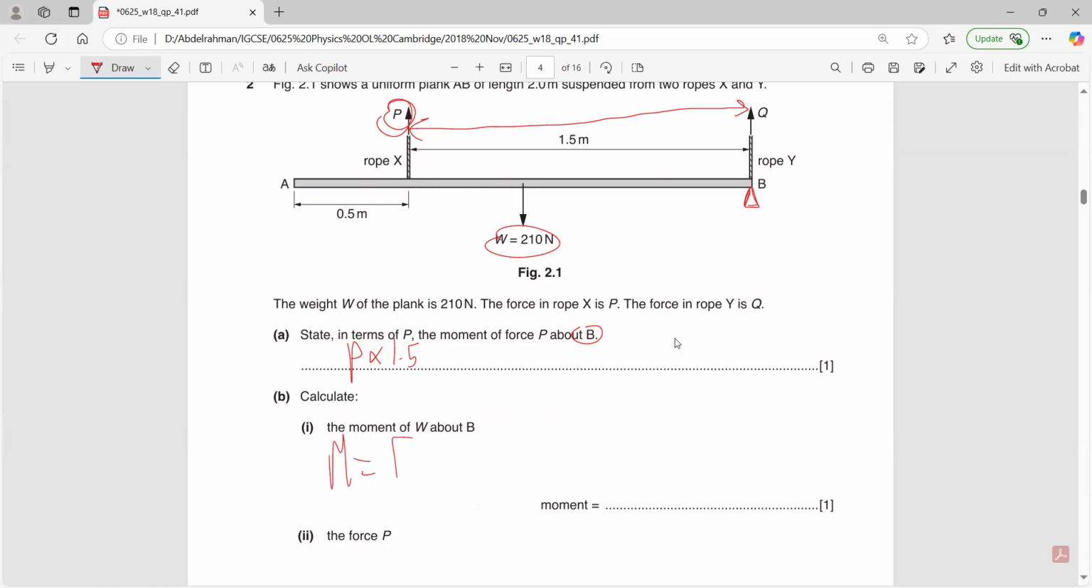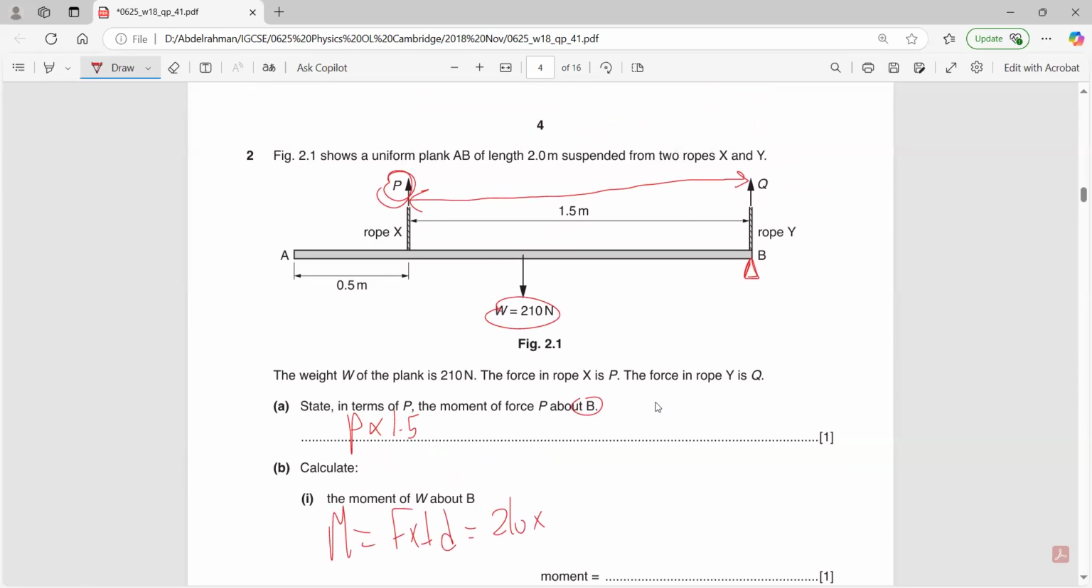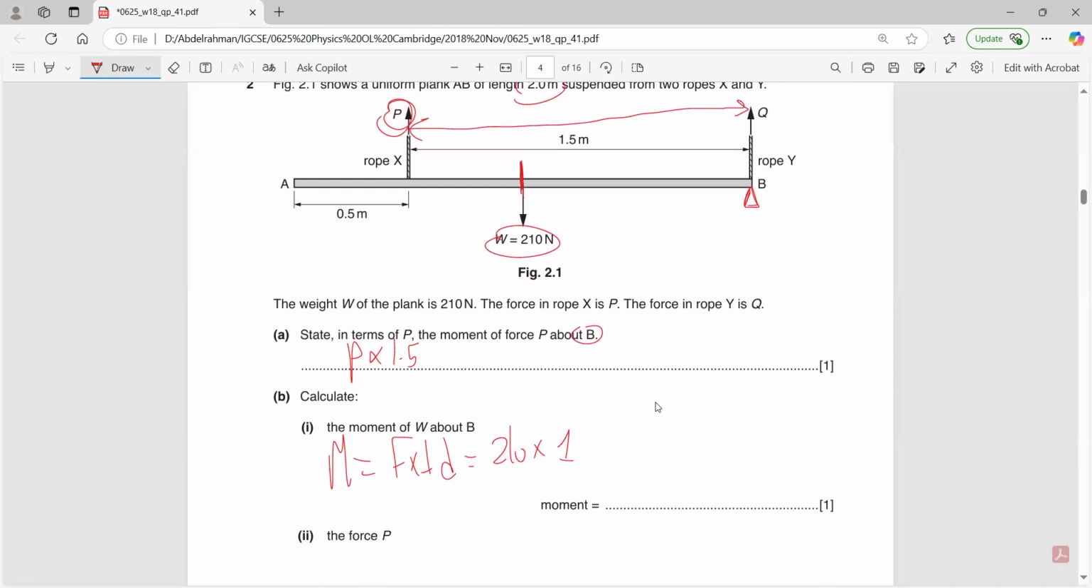Moment equals force times perpendicular distance. The force is 210 newtons, and the distance should be 1 meter. Why? Because the total length of AB is 2 meters. The weight acts at the center of mass, which is at 1 meter. So the distance is 1 meter, and the moment would be 210. Again, do not forget the unit, newton meter.